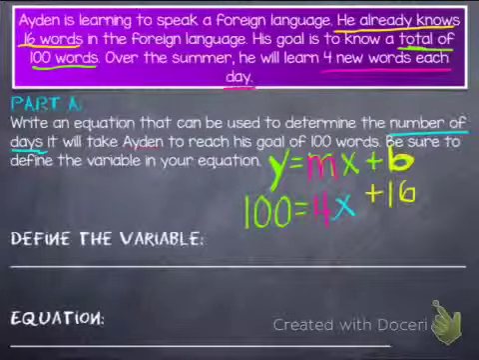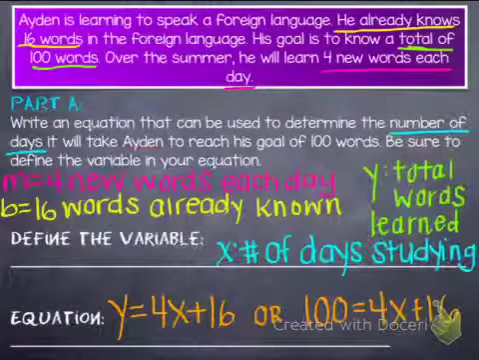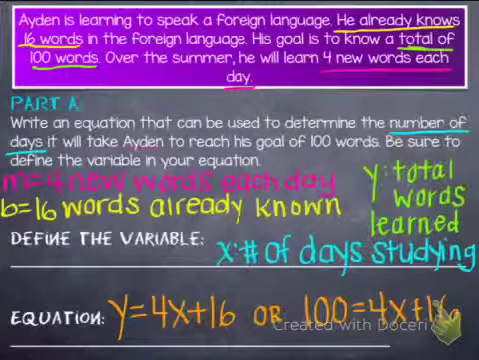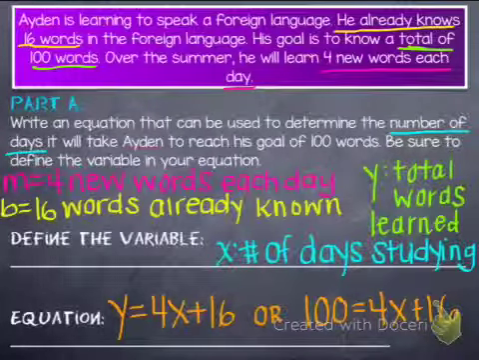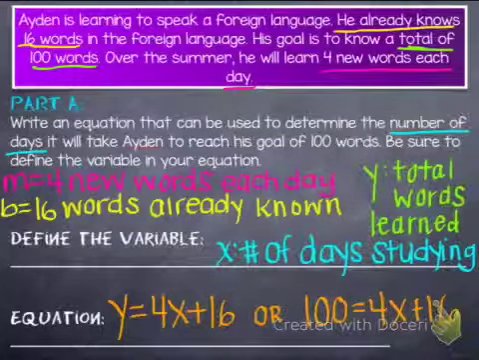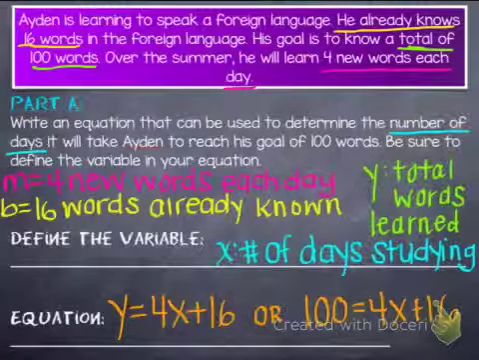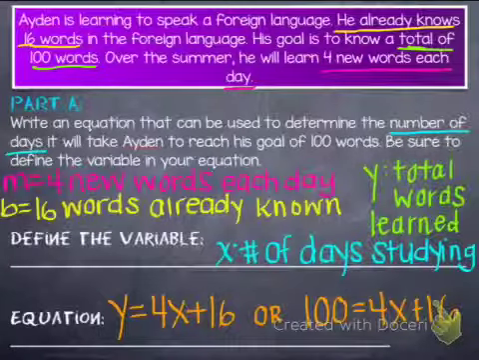So defining the variables, I'm just going to go ahead and write that out. So there is in words what I was just talking about. The pink being your slope, the number of new words each day, which is 4. And then B is another number they gave us, which is the fact that he already knows 16 words, so we don't have to really account for those. Y is going to be the green part, the total over the whole summer is 100 words, and then X being the number of days that we're going to solve for to find out how many days he needs to spend studying. So let's continue on to part B.